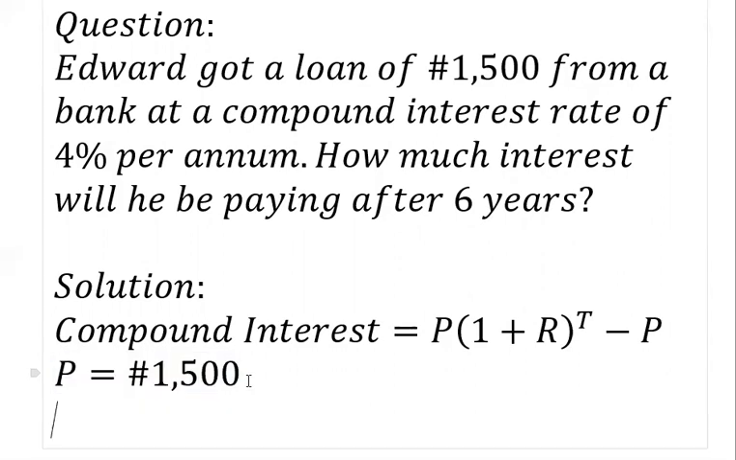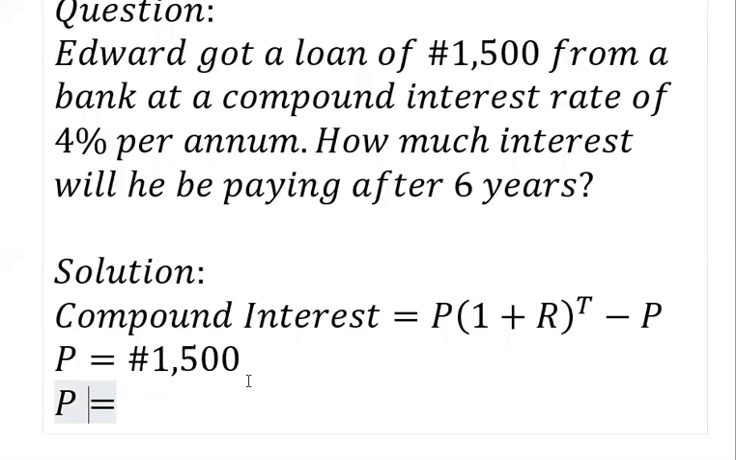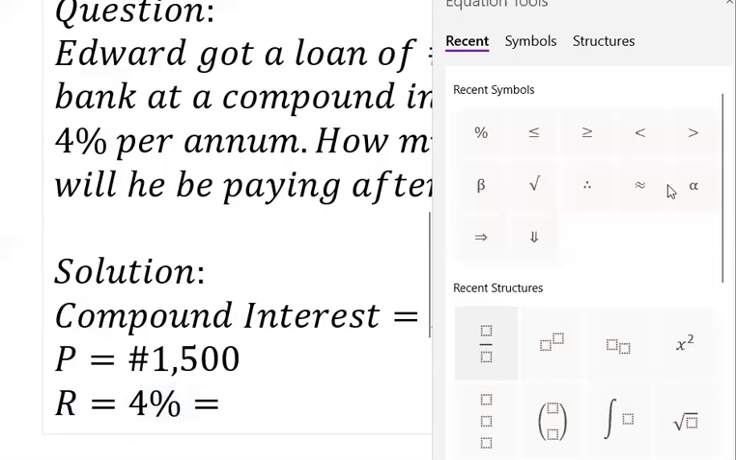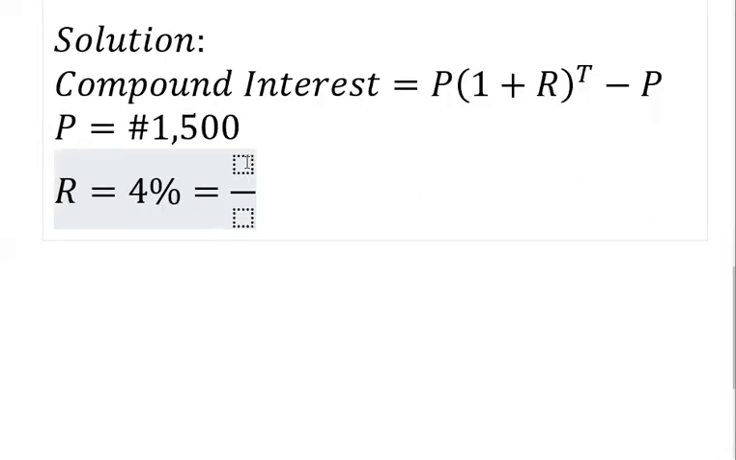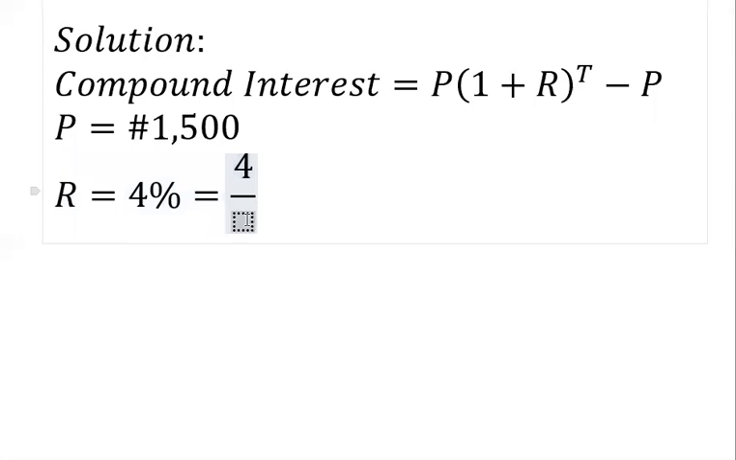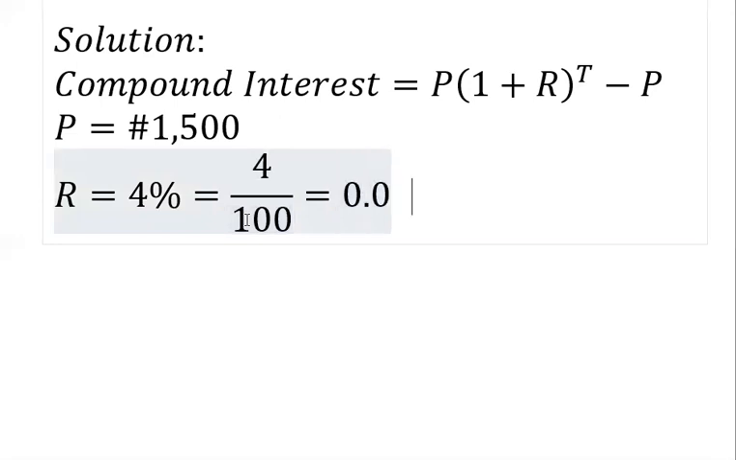So now let's come down here. Our rate is 4%. And don't forget, if you are converting percent, it's still the same thing as saying 4 divided by 100. For record purpose, you know that 4% is still the same thing as 4 over 100. That will give us 0.04. So that's our rate.